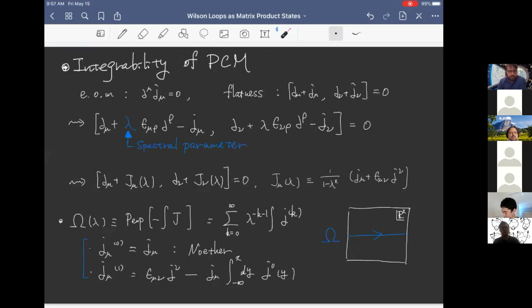Starting from this Lax connection, you can consider some holonomy. It turns out that because this is flat, this holonomy gives you a generating function of the conserved charges. If you expand at lambda going to infinity, then at the leading order you get the usual Noether current, which is J_mu. At the next leading order, you get some non-local current, which is of this form. All these generators form an algebra called the Yangian. Okay, so this is a standard story about integrability of the Principal Chiral Model.